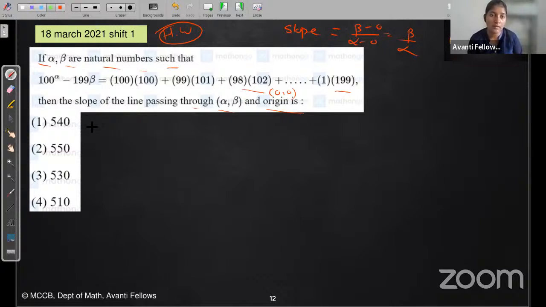Okay. So let me write a series here. It's given, right? 100 to alpha minus 199 into beta is equal to. Now look at this first term, okay? It's 100. Here it's 99. It's 98. So on up to 1. What's happening here? It's 100, 99, 98, so on up to 1. What's the pattern that you can observe? What is happening to the terms? Let me know in the chat box.